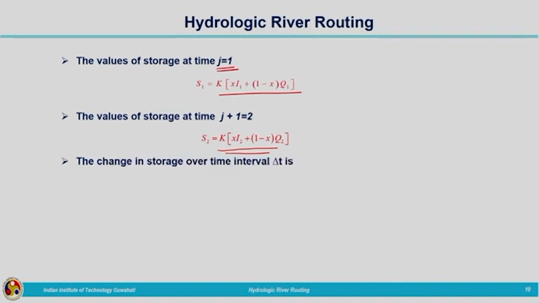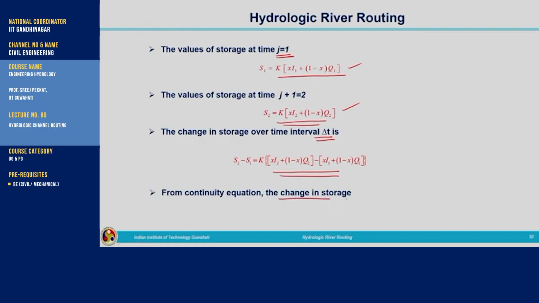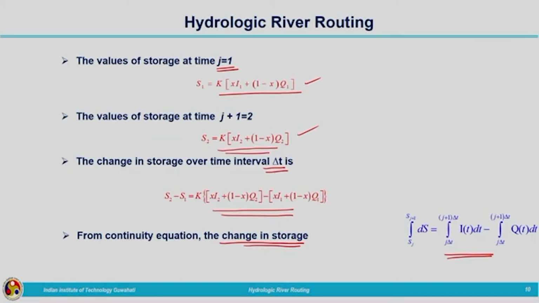Now, we can find out the change in storage over the time interval delta t as S2 minus S1. We are just subtracting S1 from S2, that is what is written over here in this equation. But we know from the continuity equation the change in storage can be represented by making use of this equation. This we have seen while explaining reservoir routing. Same integral equation we are utilizing, and we are assuming delta t is very small, so that we can assume the variations in I, Q and S to be linear.